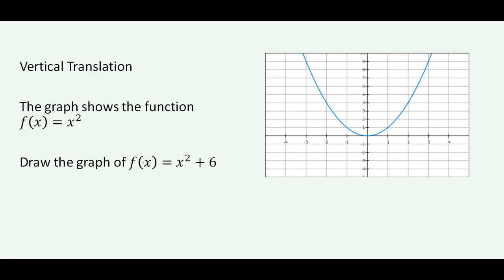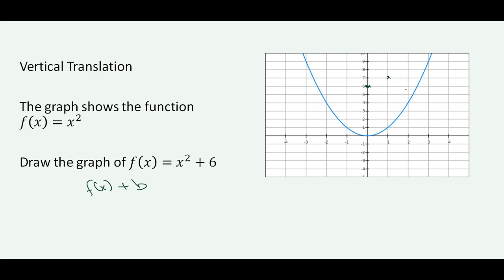We have the graph f of x equal to x squared, and we want to draw the graph of x squared plus 6. So right here it's going to be f of x plus b, a translation on the y-axis. All the y values are going to move up 6 units. Here you have 0, so it's going to come to 6. Here you have 1, it's going to go to 7.